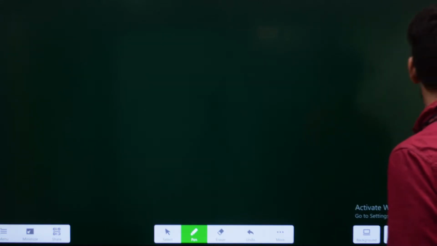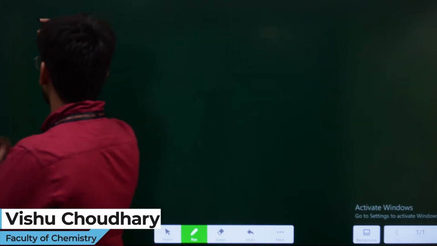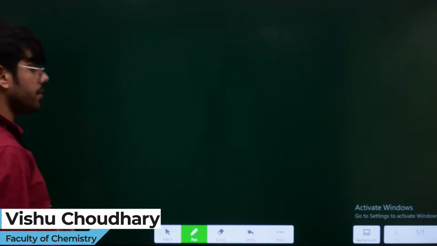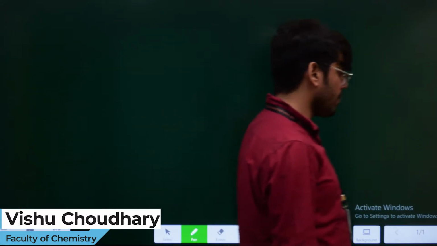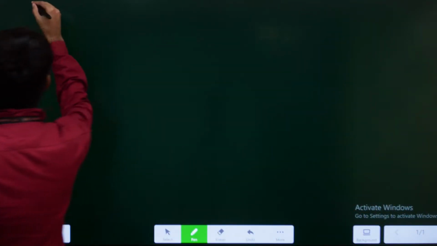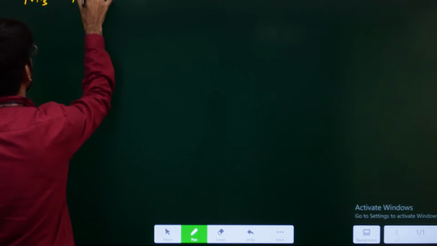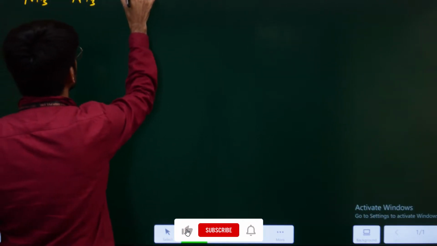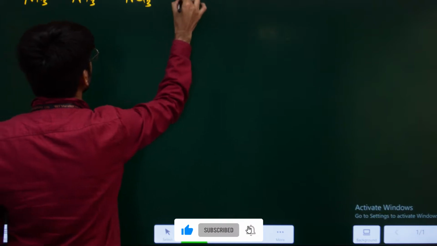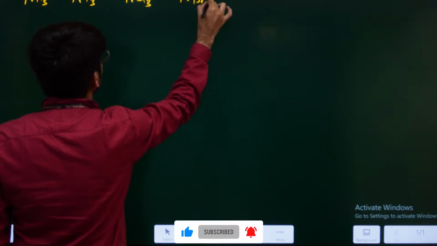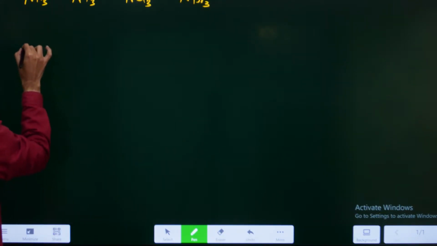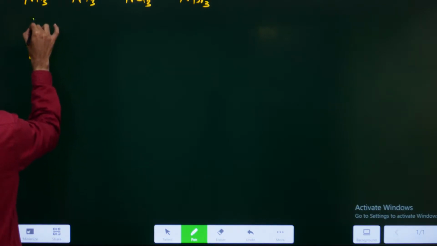Alright, so I gave you one question to find out the order of the dipole moment, right? NH3, NF3, NCl3, NBr3. So let us see. We have NH3.